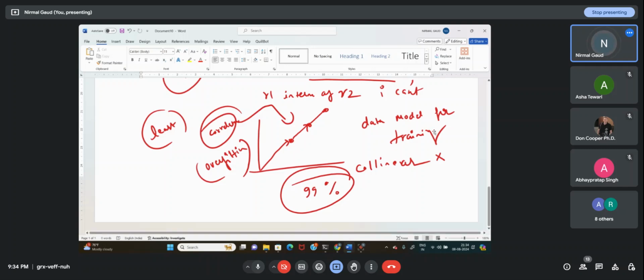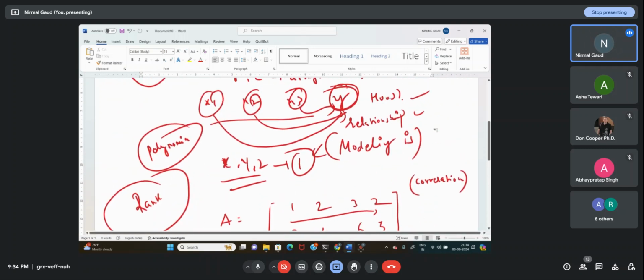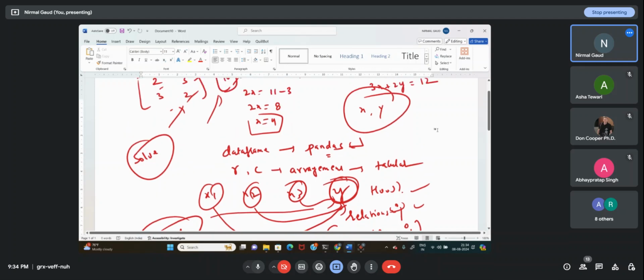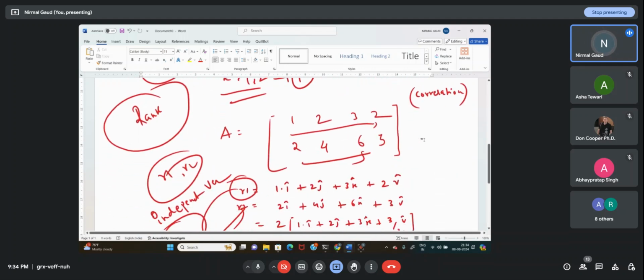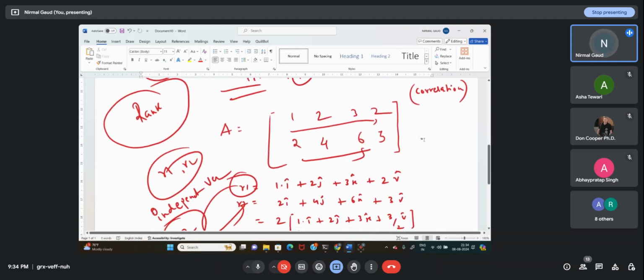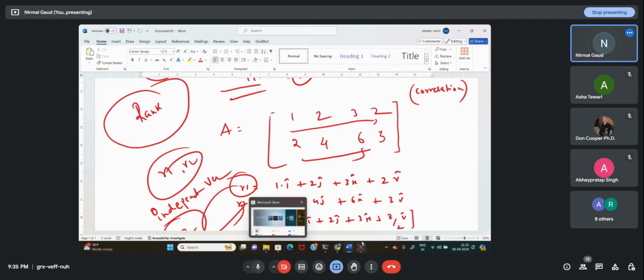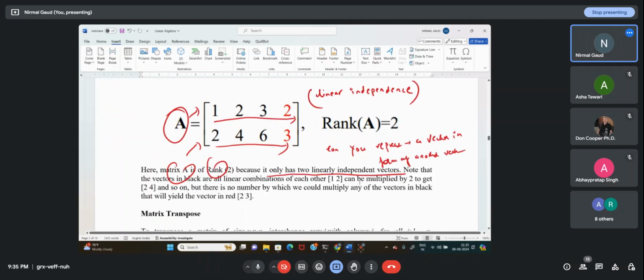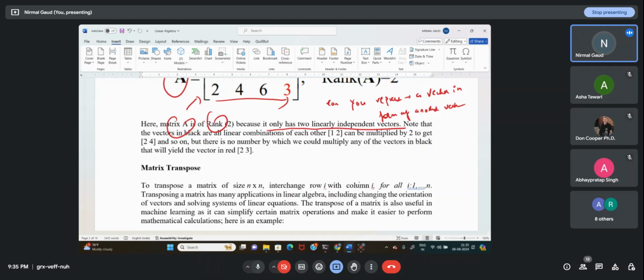So rank, that's what it means: how many independent vectors you are having. Here you are having two independent vectors. They can't be represented in terms of each other. So the rank is 2, and so on. This is how you can find the rank of a matrix. Okay, so this is done. I hope you understood.